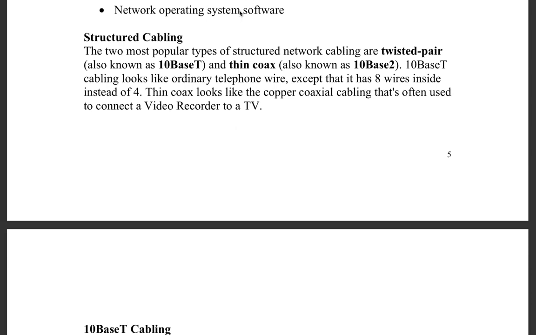10BaseT is the one you connect to the network port of your computer. And the second one, the coax, looks like the wire you connect from your TV to your decoder. Hope you've seen it. That is the coax, the 10Base2. So these are the two types of network cabling you should know.